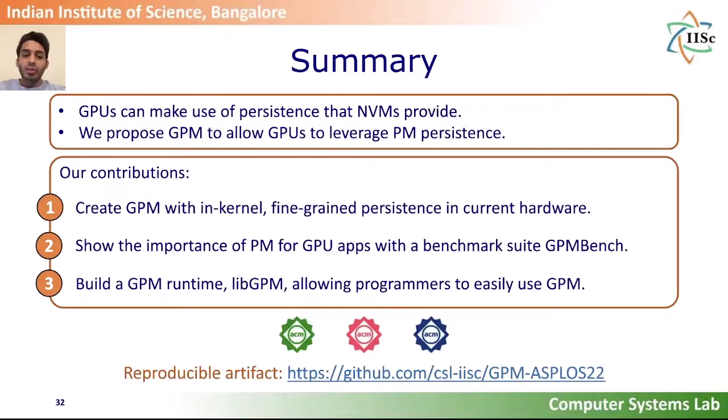To summarize, we find that GPUs can make use of the persistence that NVMs provide. Towards this, we propose GPM to allow GPUs to leverage the persistence offered by PM. Our contributions include creating GPM with in-kernel fine-grained persistence in current hardware, showing the importance of PM for GPU apps with the benchmark suite GPMBench, and building a GPU runtime, LibGPM, allowing programmers to easily use GPM. Our artifact is open source and has received all 3 badges for evaluation.